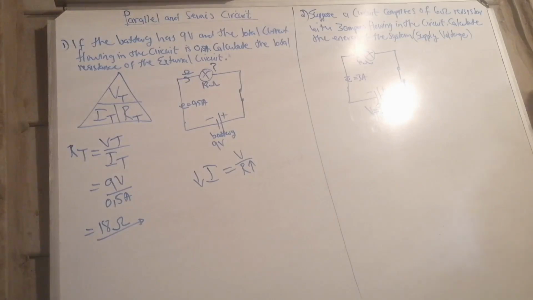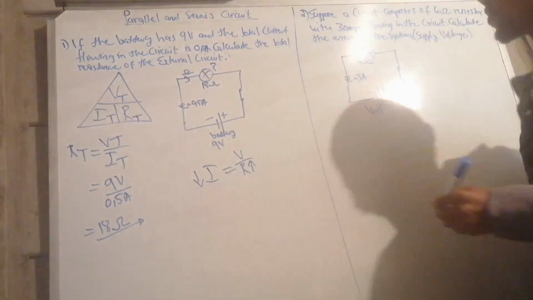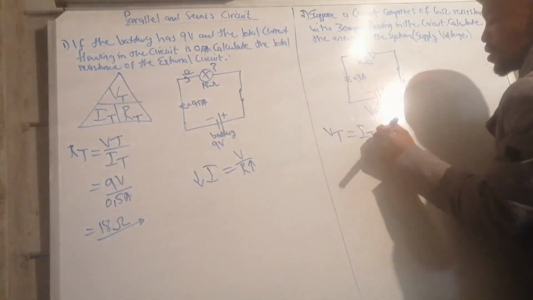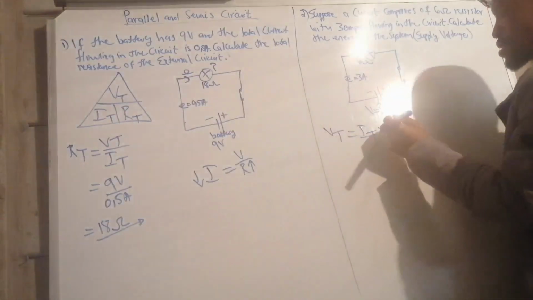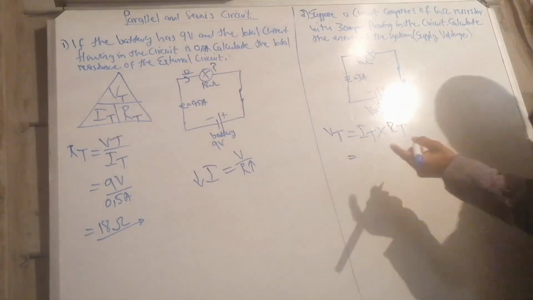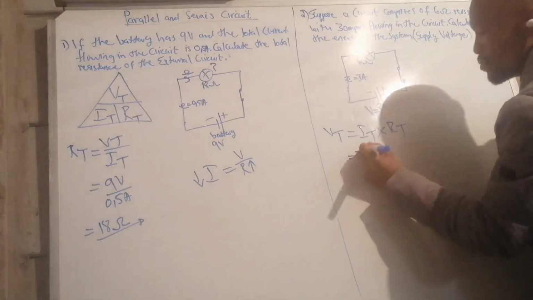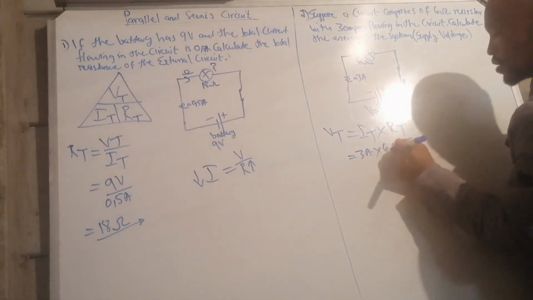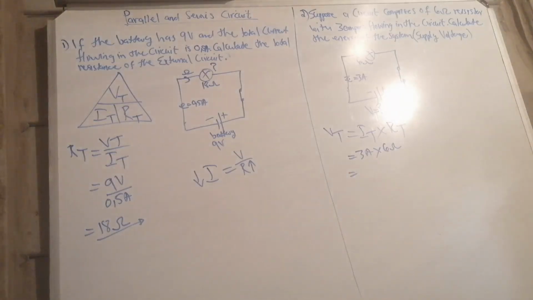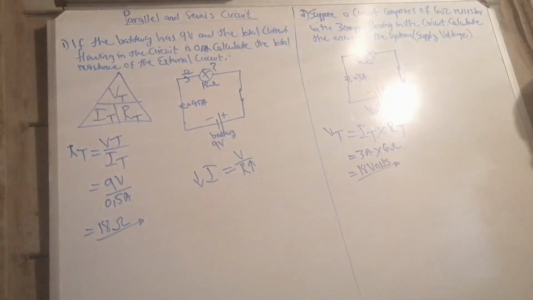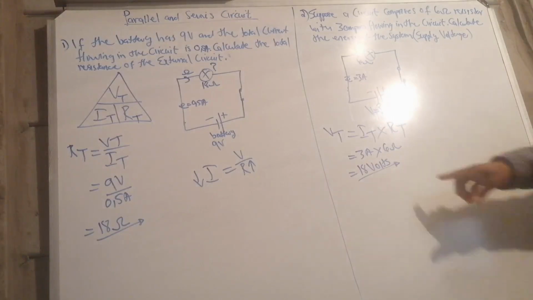What is it? Right, I know that total voltage is equal to total current multiplied by total resistance. This is exactly what I know. And then from here, I get total current, 3 amps, multiplied by total resistance, that is 6 ohms. So 3 times 6 is 18 volts. So the battery is 18 volts.